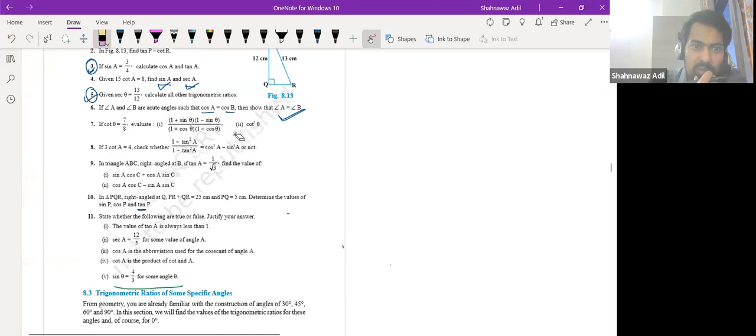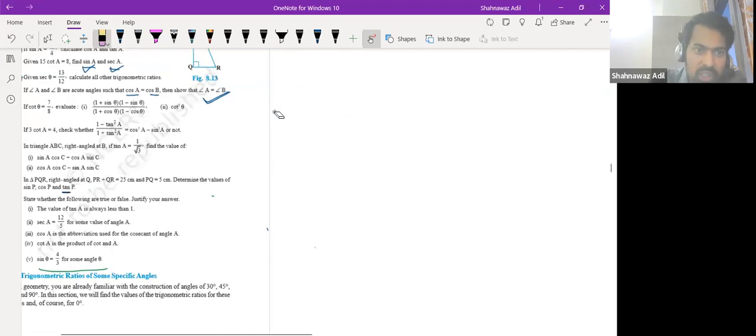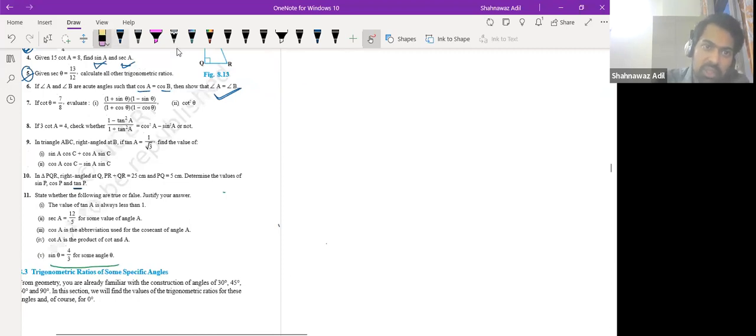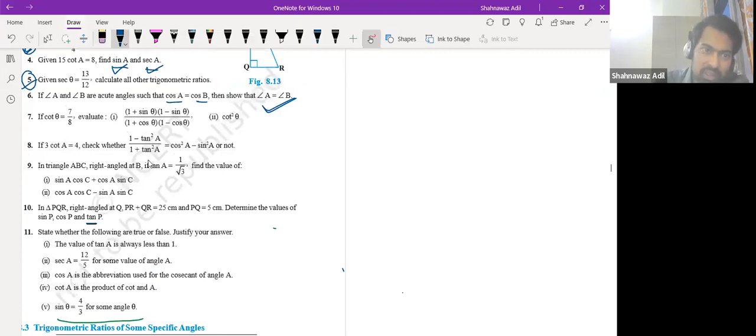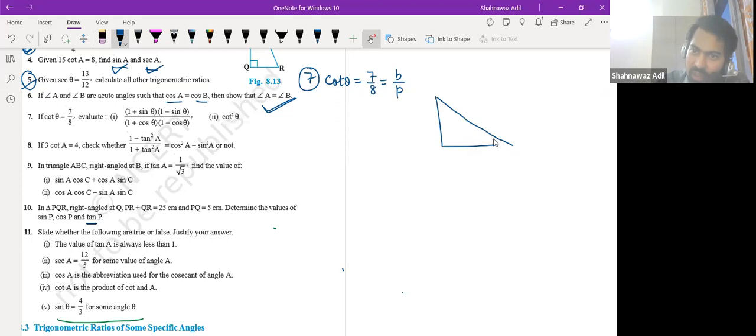Okay, so what is the next question? If cot theta is 7 by 8, in this type of problem we always have to make the triangle. Cot theta is 7 by 8, which is base by perpendicular. So this is theta, the base is 7, and the perpendicular is 8. So we can find out the hypotenuse.